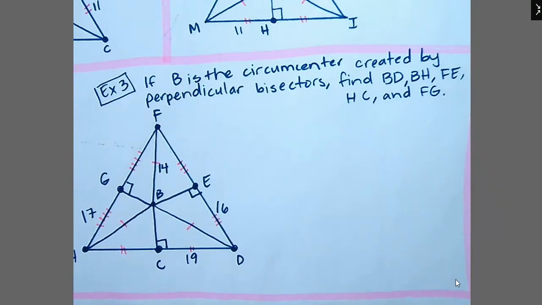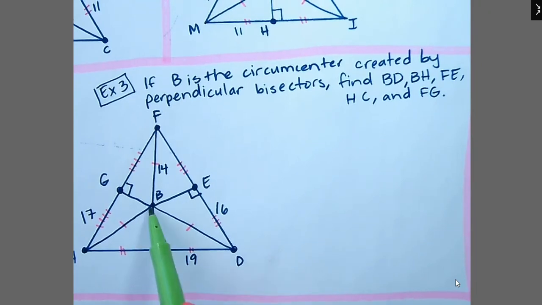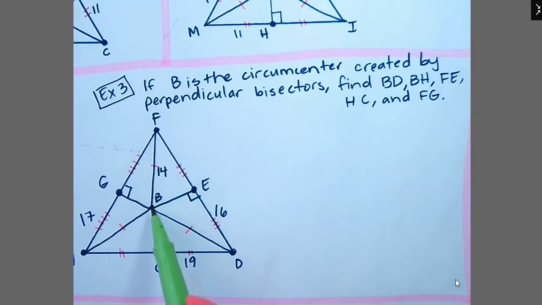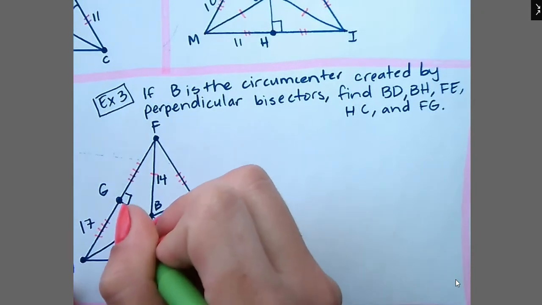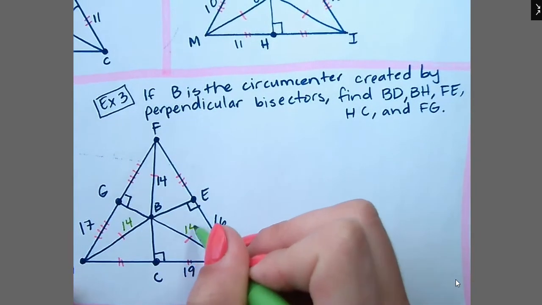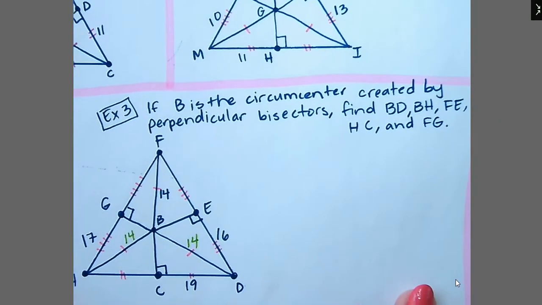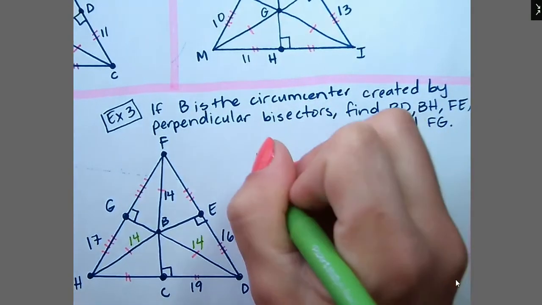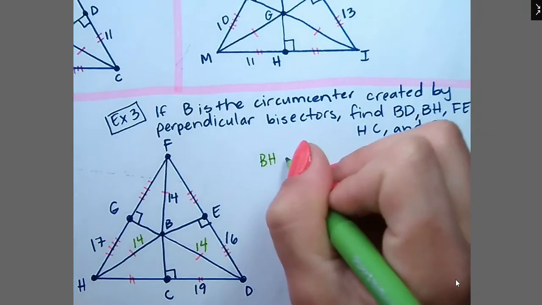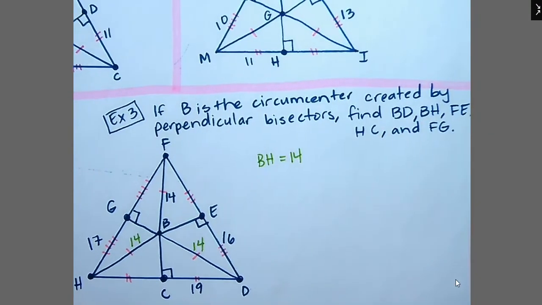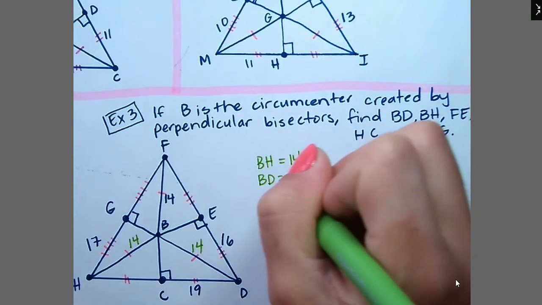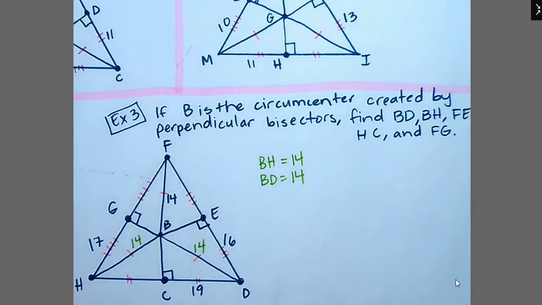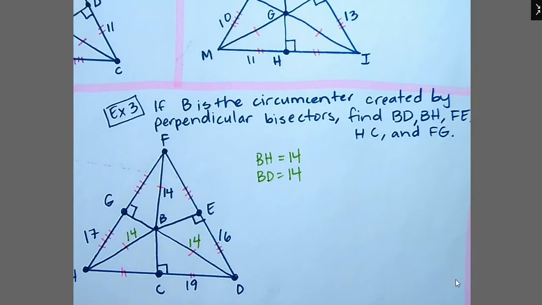Okay, so looking at this diagram, right away I know that BD, BH, and BF are all going to be the same measurement. So if this is 14, that means this is 14, and that also means this is 14. Okay, so over here we can write BH equals 14. BD equals 14. Okay, so we just found the first two. And then we're going to go around and do the rest of them.